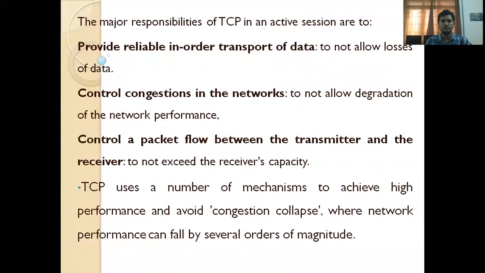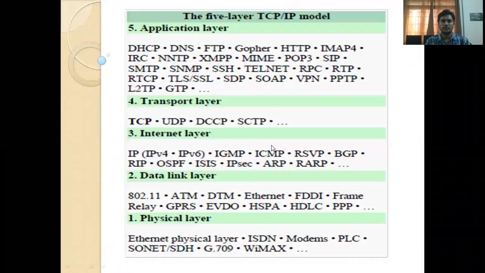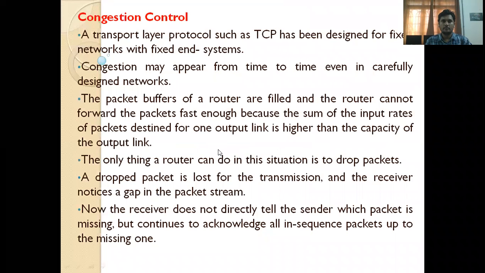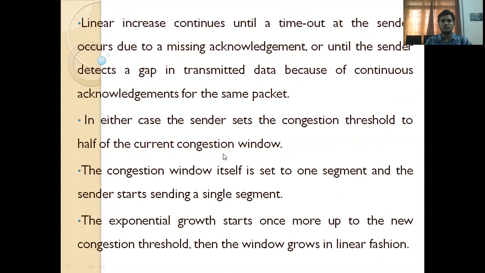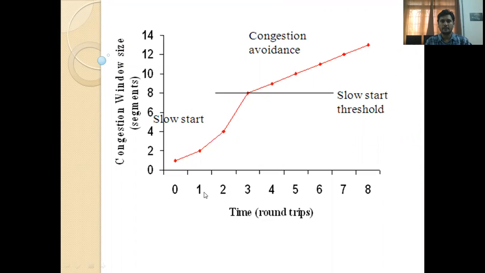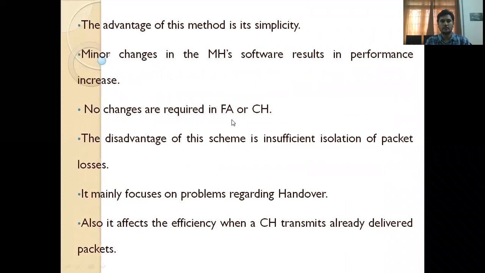This is session number 1. Here we discussed the traditional TCP, with the TCP/IP 5-layer model, congestion control, slow start, the threshold, congestion avoidance, congestion window size, the congestion diagram, and fast retransmission and fast recovery. When a packet is lost in data transmission, how do we get back the packets as quickly as possible? This is fast retransmit and fast recovery.